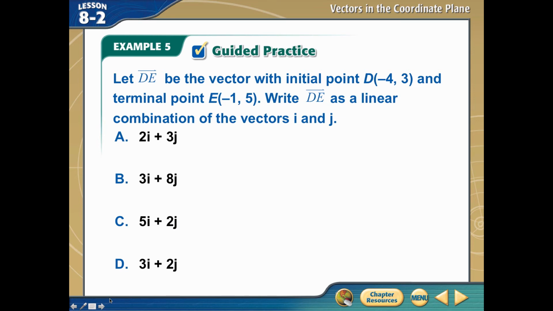Okay, let's see if you can do this one. Go ahead and pause the video. I'll give you the answer in 3, 2, 1. Okay, so this is terminal point of negative 1 minus negative 4, which is plus 3, so you get 3. And then 5 minus 3 is 2. So that's how you would get that.